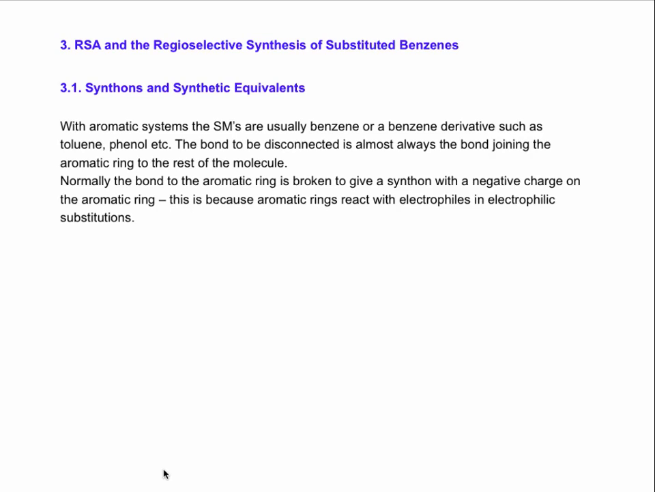and the bond to be disconnected is almost always the bond joining the aromatic ring to the rest of the molecule. Normally the bond to the aromatic ring is broken to give a synthon with a negative charge on the aromatic ring, and this is because aromatic rings react with electrophiles in electrophilic substitutions.